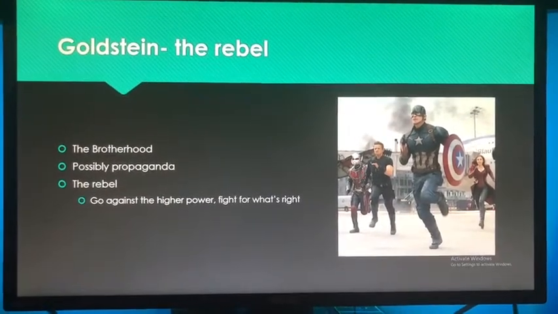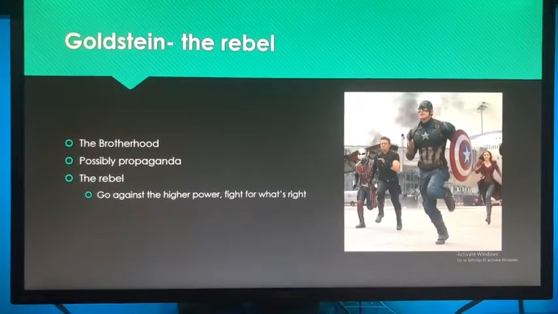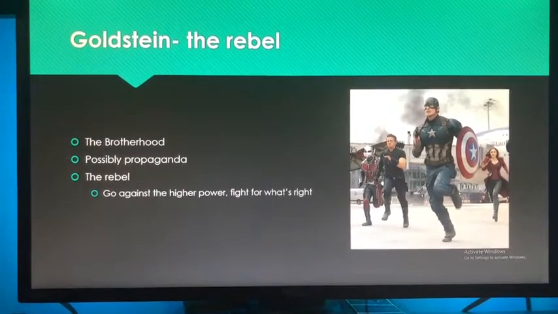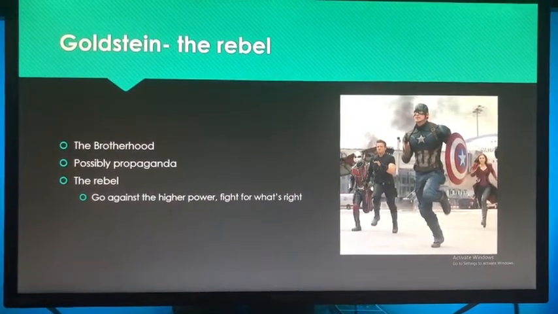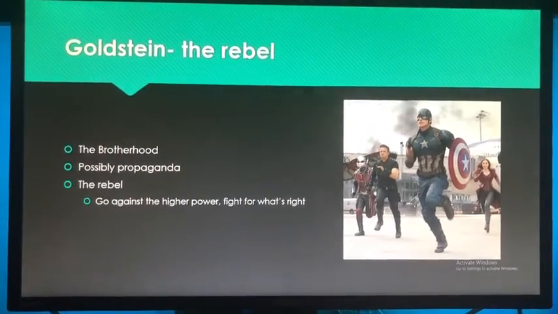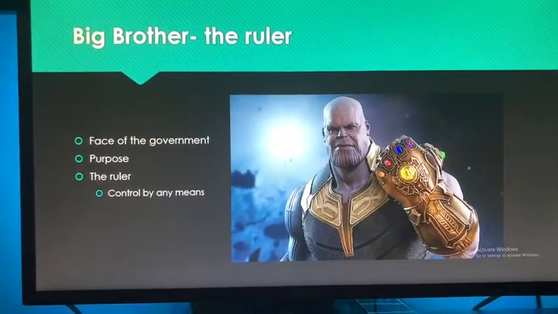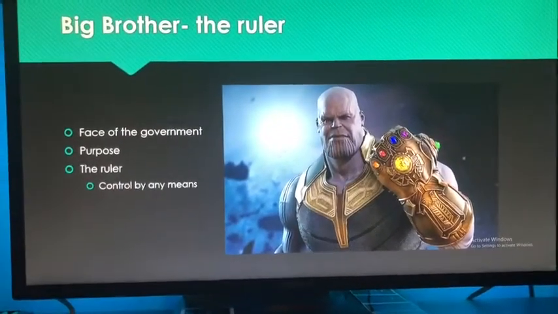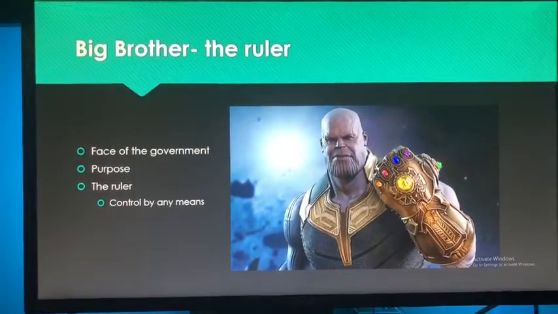So we got Captain America here along with this little squad from Civil War. They're all going against the United Nations, so they're all rebels. And it's just a good example of what a rebel is. Lastly here, we got the man himself, Big Brother, who is the ruler. And we got Thanos with him for obvious reasons.